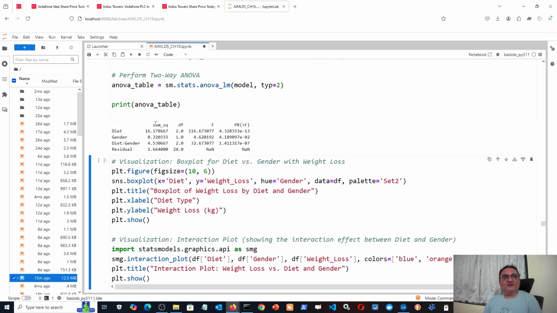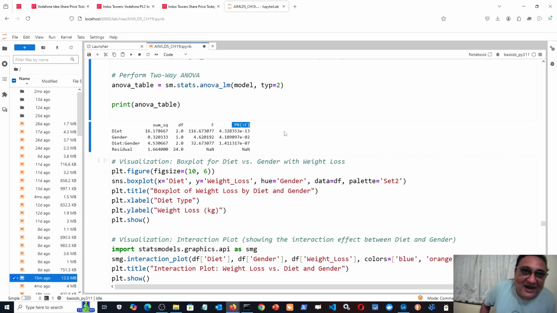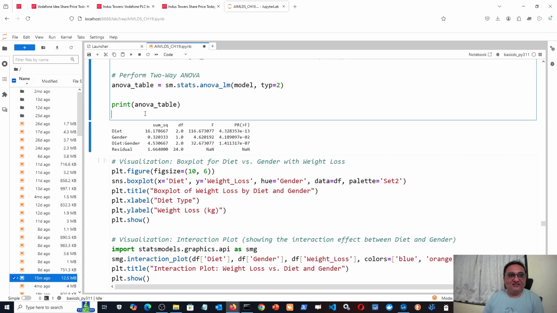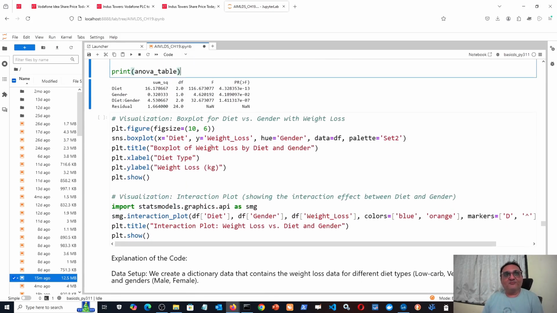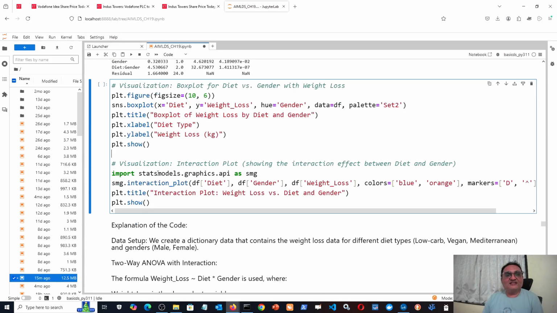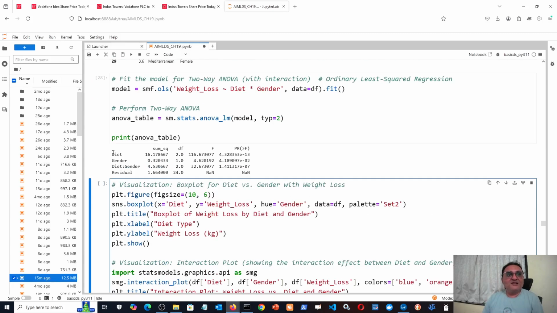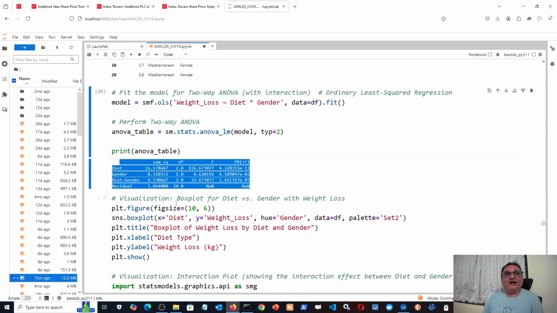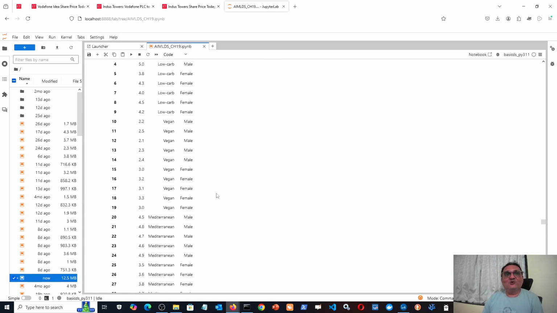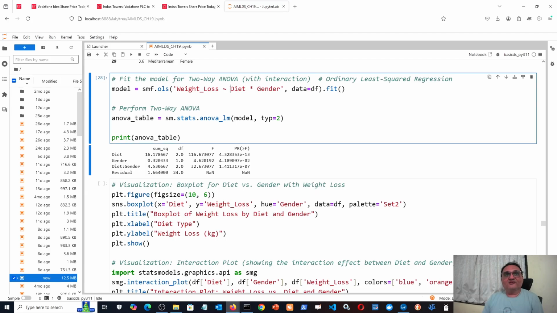If you print the ANOVA table, you get the sum of squares for variables, then you get degrees of freedom, and you get the F statistic, and you get PR. Now, what is the meaning of this ANOVA table? That also we are going to see. But first, let me put up a visualization, because with visualization, it is even easier to understand the meaning of this ANOVA table. Okay, so my purpose was that I now do not only want to study the effect of diet types on weight loss, but I want to study the effect of diet type and gender on weight loss, right?